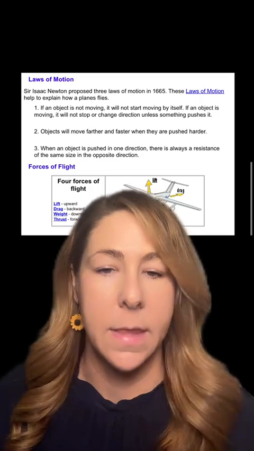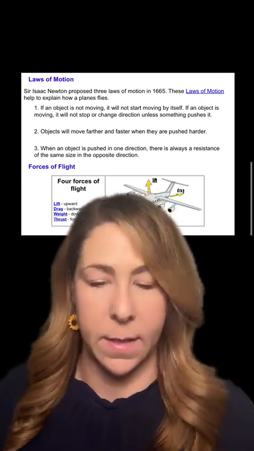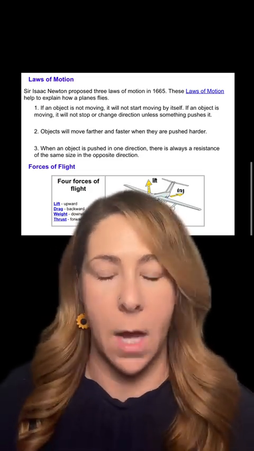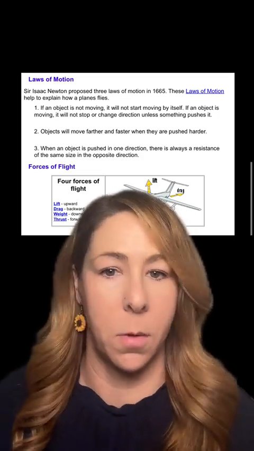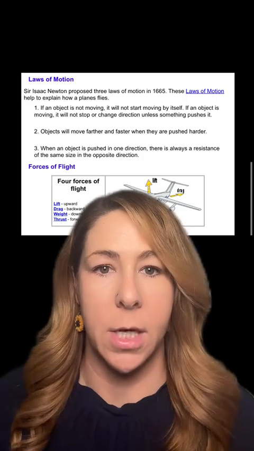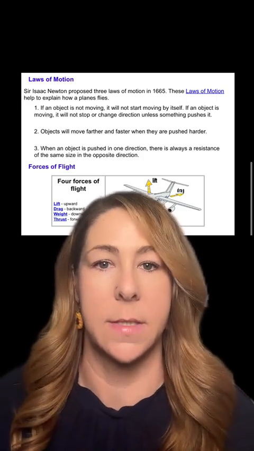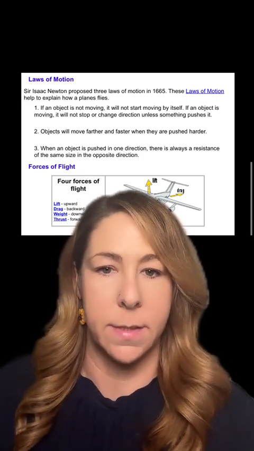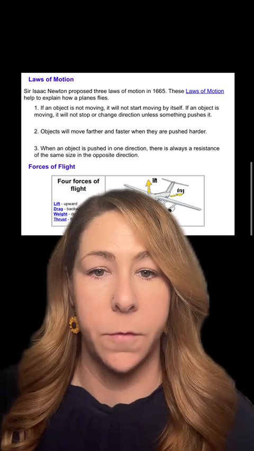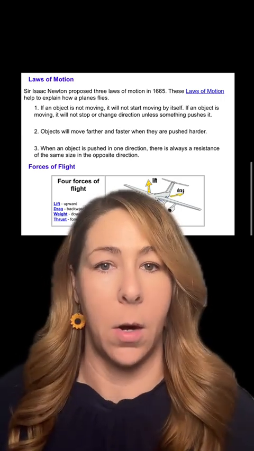In 1665, our good buddy, Sir Isaac Newton, who had absolutely amazing hair, proposed 3 laws of motion. These 3 laws of motion help explain how a plane flies. So if an object is not moving, it's not going to start moving all on its own. If an object is moving, it will not stop or change directions unless something else pushes it. Objects will move faster and farther if they are pushed harder.